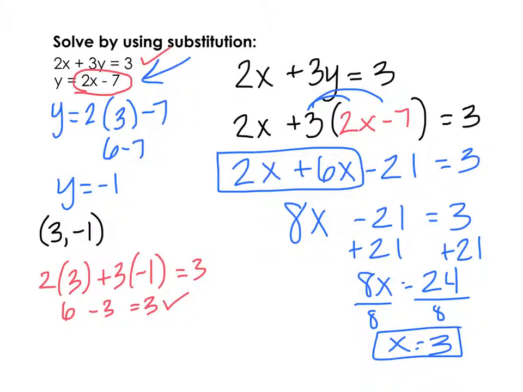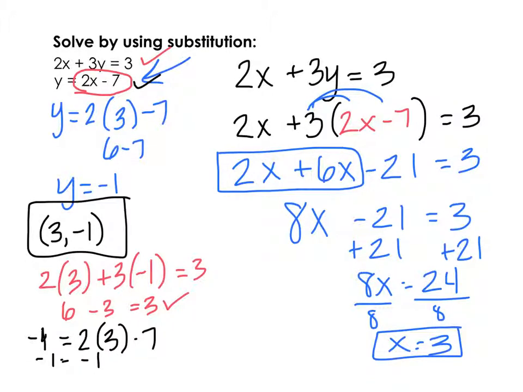And for the bottom equation, y, which is negative 1, is equal to 2 times 3 minus 7. So negative 1 equals 6 minus 7, or negative 1. I've checked it, and that's correct. That tells me (3, negative 1) is the correct solution.